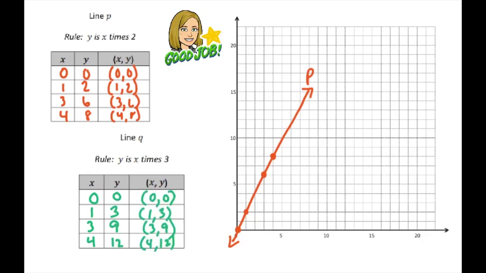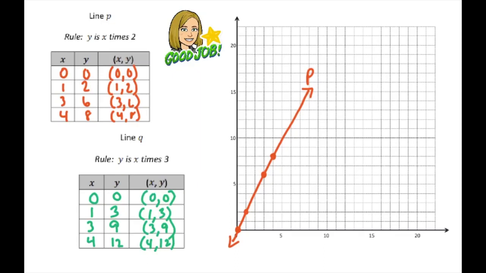Wonderful job, everybody. So I did complete my coordinate pairs. I used the rule that y is x times 3, and I got 0, 0, 1, 3, 3, 9, and 4, 12. So before we plot this line, I want you to think, will line P and Q intersect, and how do you know? So pause the video. I want you to jot that down as to whether you think it will or will not intersect, and how do you know? Once you have your thinking done, press play and come on back.